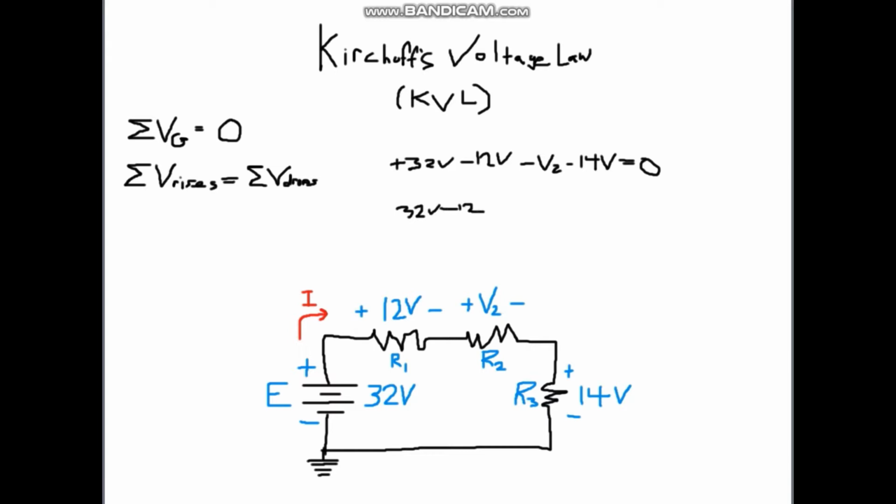So if we bring V2 over to the 0 side, we're going to get 32 volts minus 12 volts minus 14 volts equals V2. When you solve for that, you're going to get that V2 equals 6 volts. What that's telling us is that the voltage drop across R2 is 6 volts. The difference between the positive terminal and the negative terminal is 6 volts.